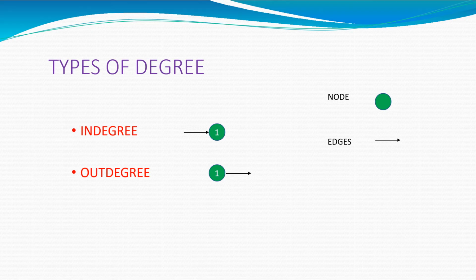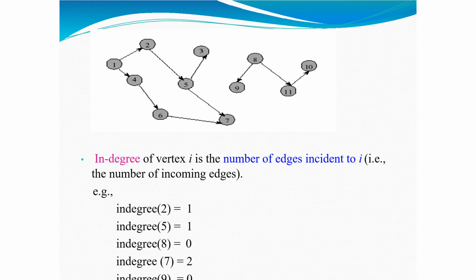The total number of incoming edges is calculated by in degree. The total number of outgoing edges is calculated by out degree. In this example, the in degree of vertex I is the number of edges incident to I, that is the number of incoming edges. For this example, the in degree of 2 is 1 because here there is only one incoming edge.